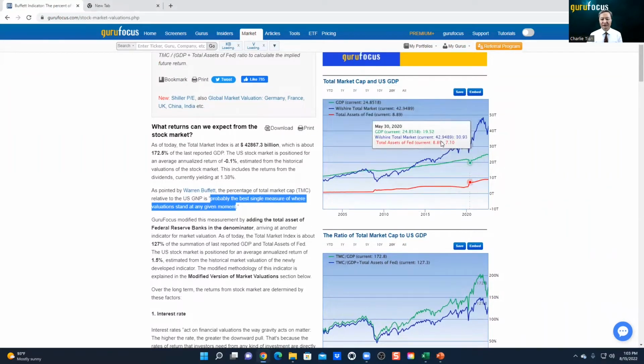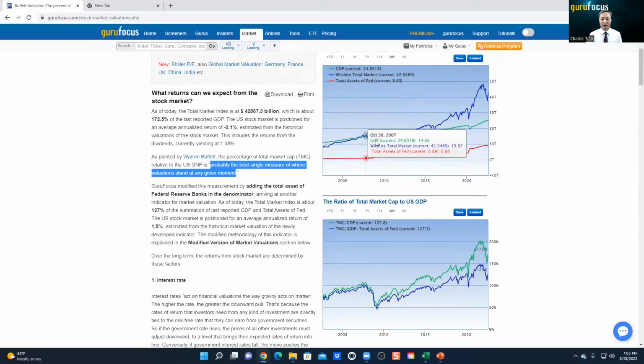If you look at the first chart here, this is the US total market cap. We use the Wilshire total market cap index. Currently, it's about 42.9 trillion. And this green line is the US GDP. We use GDP instead of GNP because GDP updates quicker. The numbers are very close, within 1%, so which one you use doesn't affect the calculation or the conclusion.